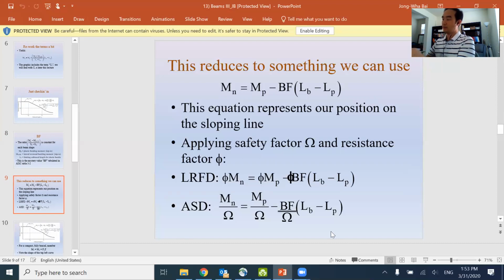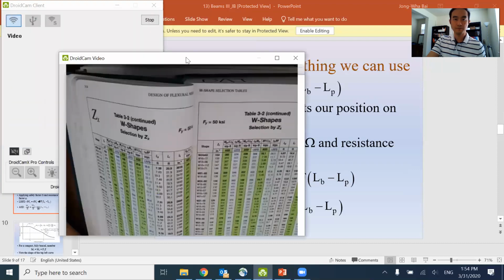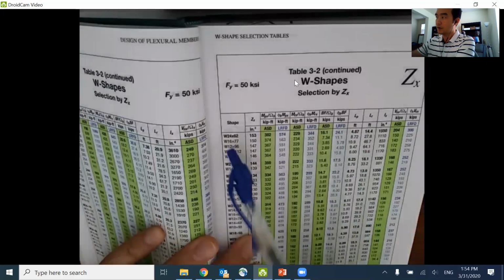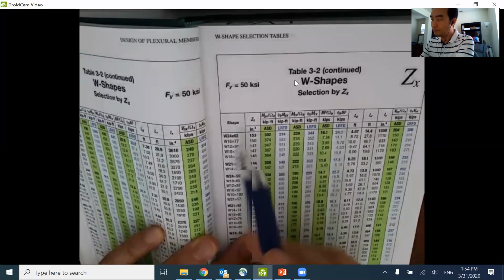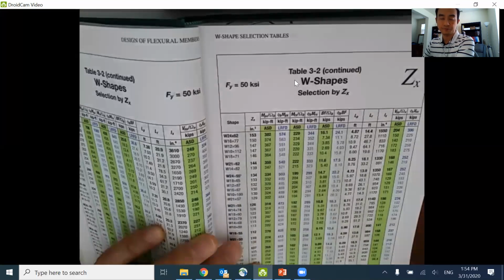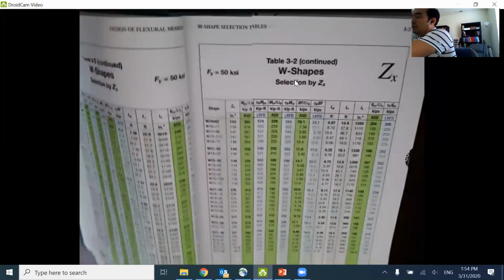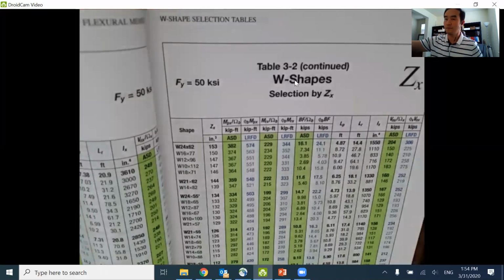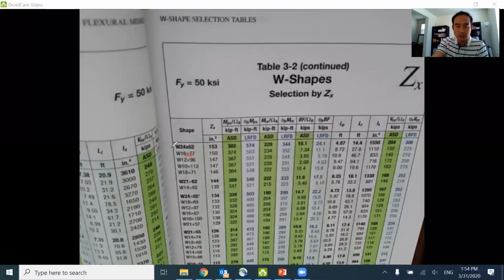Now, let me go back to this Table 3-2. For W24 by 62. I'm not sure how clearly you can see it, but here we have a section W24 by 62. Let me zoom so we can clearly see it. I think it's better, right? Here we go. So this is the section that I'm talking about, W24 by 62, corresponding Z value is 153.